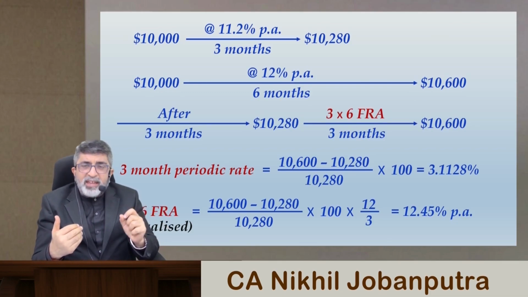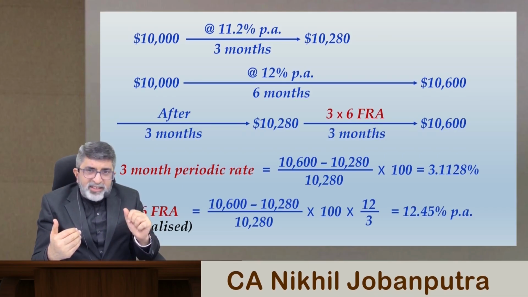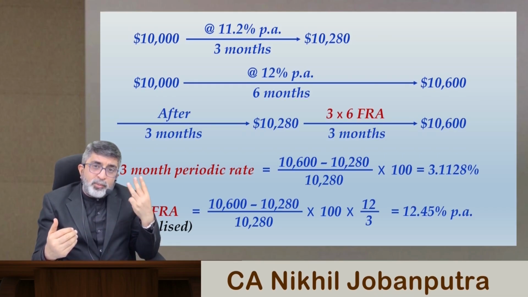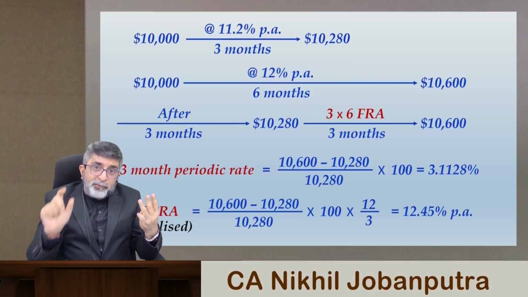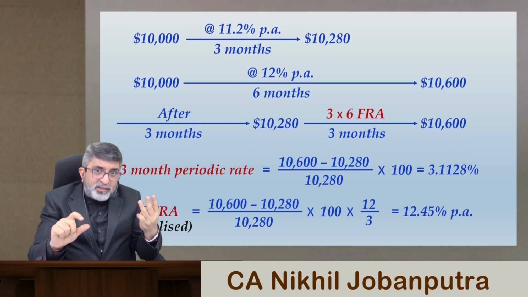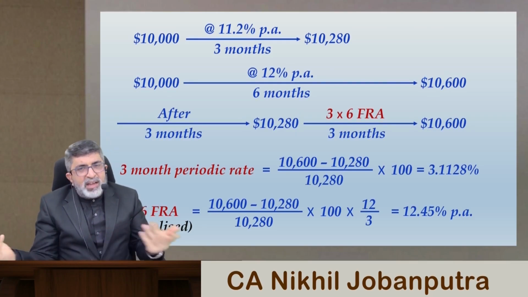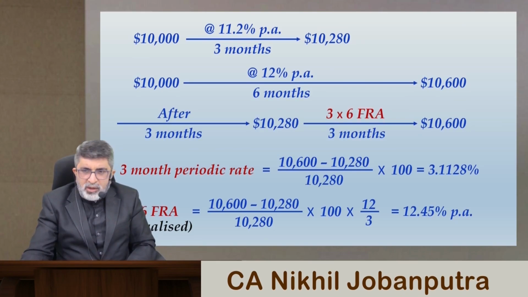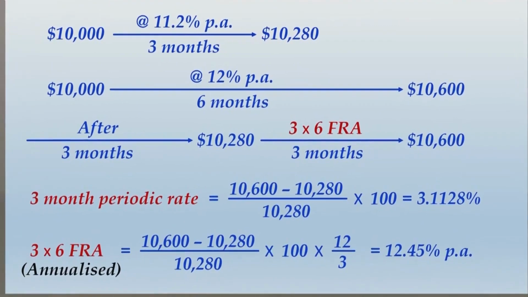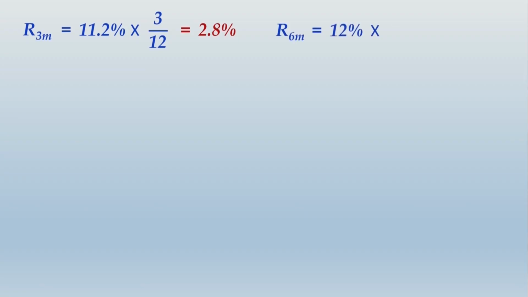So your case over here is 3/6 FRA, means your borrowing is effectively going to be for 3 months. So your FRA periodic rate will be a 3 month rate, that is to be annualized by taking the time factor as 12 by 3, and you get everything sorted in one go. So let me show you that type of calculation over here. So the 3 month periodic rate will be 11.2% into 3 by 12, that comes to 2.8%. 6 month periodic rate will be 12% into 6 by 12, that comes to 6%.